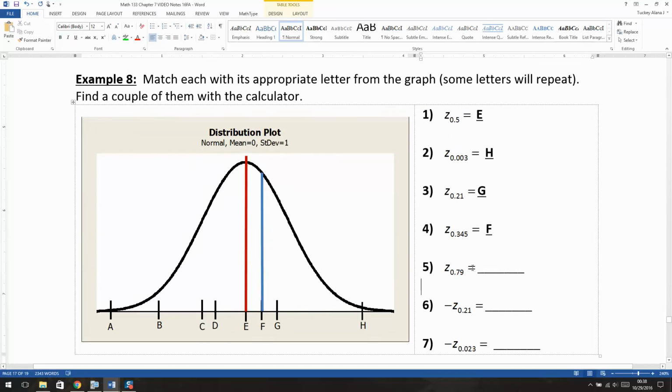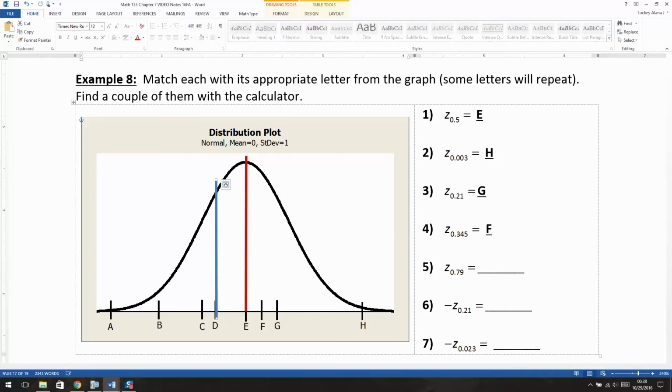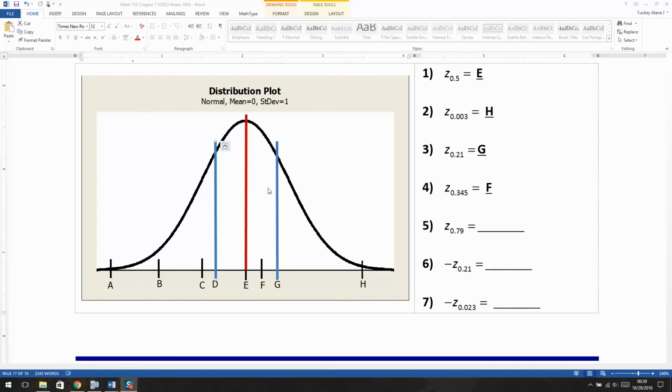Now what about 0.79? 0.79 means I need 79% to the left of that. We just said that G had 21% to the right of it. So over here, it looks like it has about the same amount to the left. D and G look extremely similar, yes? There we have it.